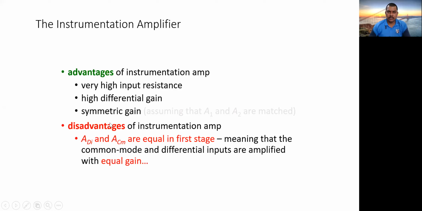I'm going to tell you this in depth in coming slides. So ADM and ACM, that is the differential gain as well as the common mode gain, are equal in the first stage. This is the drawback of that. So in the first stage, both the differential gain and the common mode gain are the same.